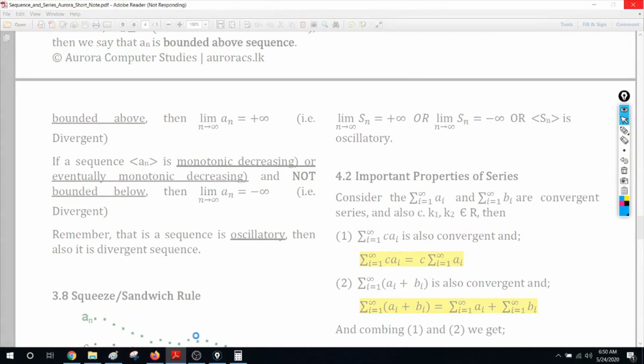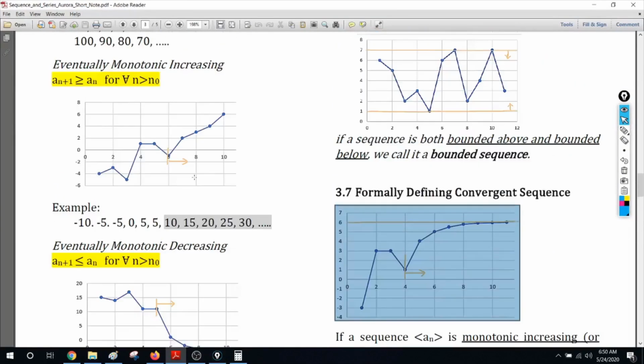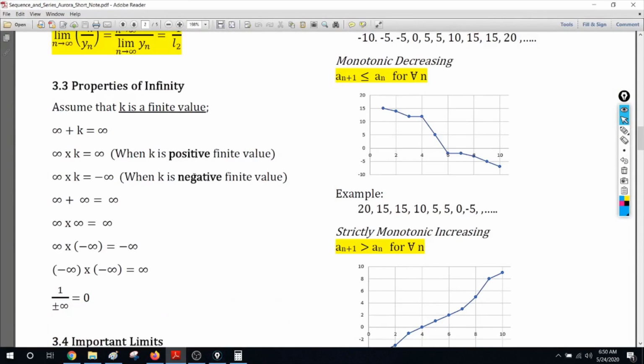So using that rule, it's not a rule actually, it's common sense, right? Infinity multiplied by a positive value, it is again infinity.